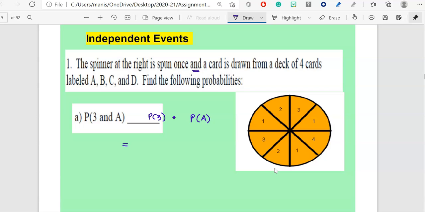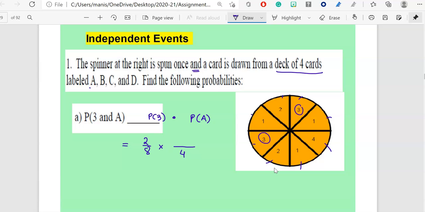First of all, how many sections are here? 1, 2, 3, 4, 5, 6, 7, 8. So the total number is 8. How many threes are over here? I can see 1, 2. So this is a 2 over here. Times. Now, when I'm coming over here, how many cards are here? It clearly says a deck of how many cards? 4 cards. So the total number of cards is 4.